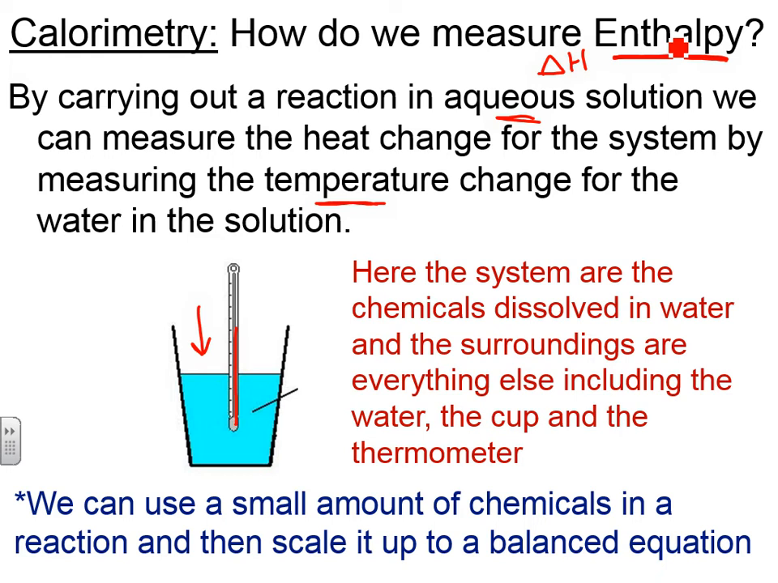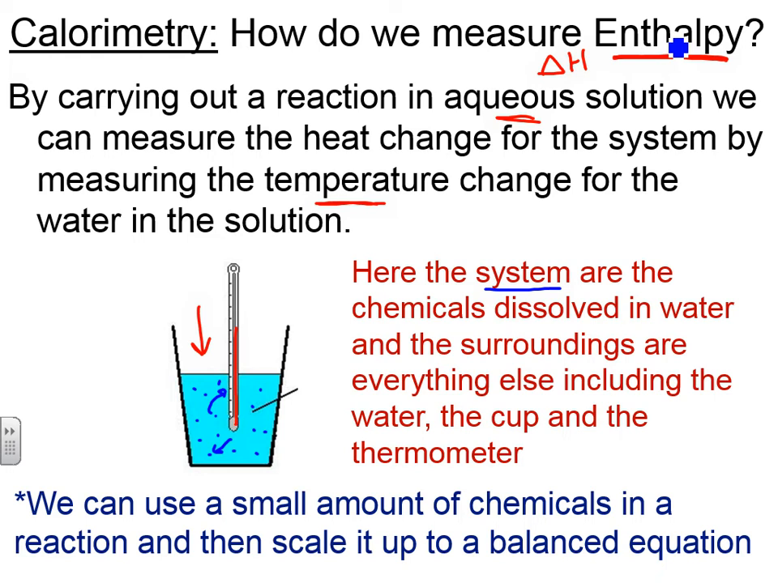Now here the system, remember, the system is the chemicals. We said the chemicals that are reacting are called the system. The system now is dissolved in water, and the surroundings then is everything around it, including the thermometer and also the water molecules. The water molecules in this case are going to be absorbing that heat from the chemical reaction, and then they will transfer that heat to the thermometer, and the thermometer will take that temperature and find out how much heat was released.